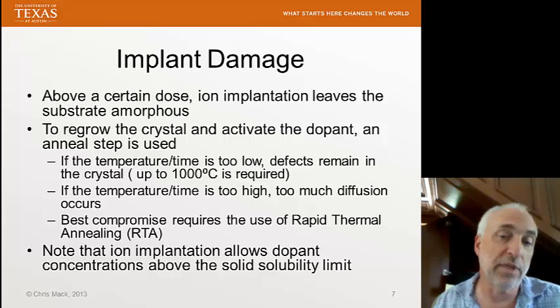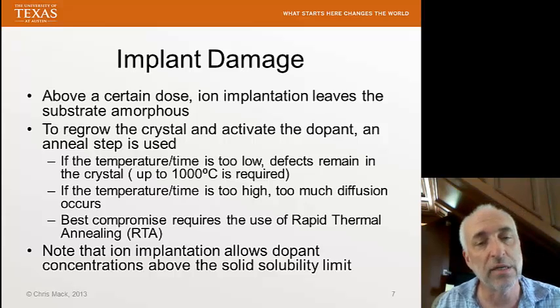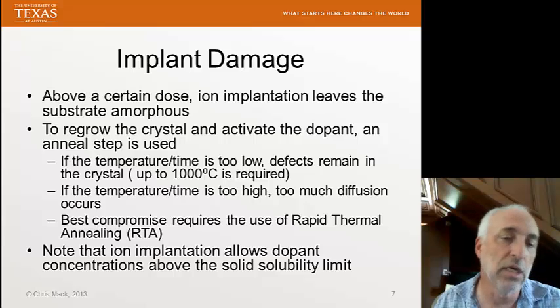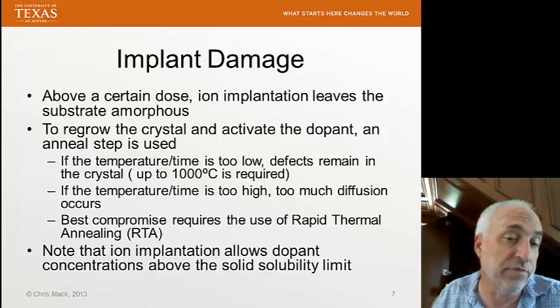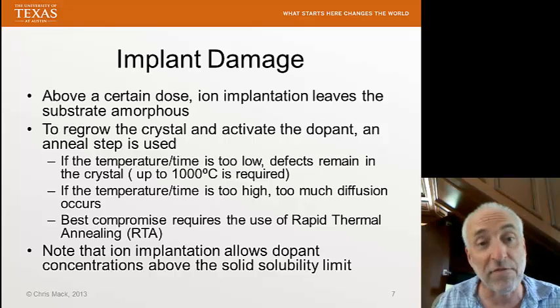Note that ion implantation allows dopant concentrations above the solid solubility limit, especially when we use this rapid thermal annealing, because we never achieve an equilibrium state at these high temperatures. Ion implantation in and of itself is not an equilibrium process, and then if we do a very fast diffusion, we can incorporate the dopants in a supersaturated crystal.